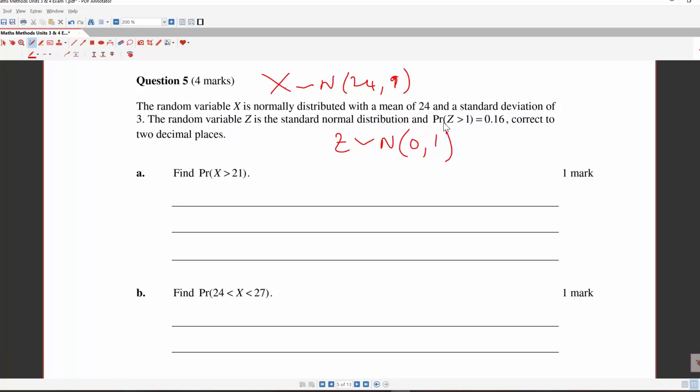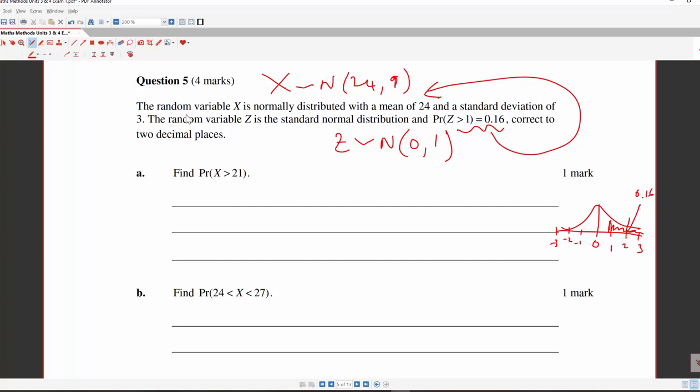So what do they tell us? They tell us that the probability on the z distribution that it's greater than 1 is equal to 0.16. This will be important, and this will be relevant to this part of the question. So what I'm going to do is quickly draw the z distribution. There's 0, 1, 2, 3, -1, -2, and -3. So z greater than 1, that means the area under the curve here is going to be 0.16.